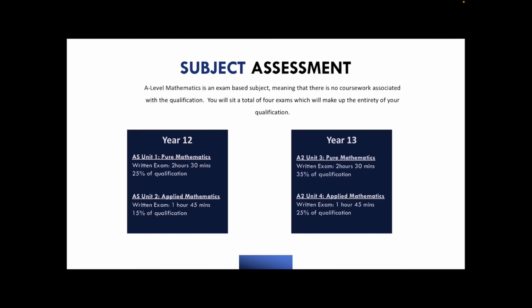The course is assessed purely on exam, so there is no coursework in maths. You will sit 4 exams. 2 of those are sat in year 12 and 2 of those are sat in year 13. You can see there that the pure maths exams are 2.5 hours, and in year 12 it carries a weighting of 25% and 15% for the applied. And then you can see that obviously year 13 has a slightly higher weighting. Again, a 2.5 hour exam for the pure and 1 hour and 45 minutes for the applied. But it's important to note there that the year 13 weighting is slightly different.